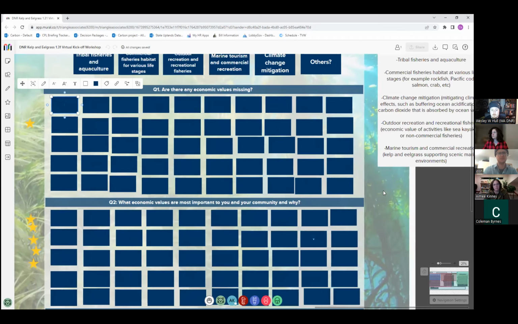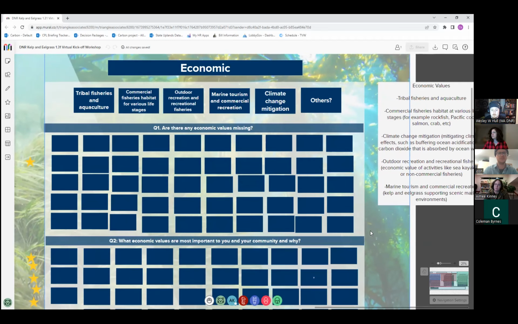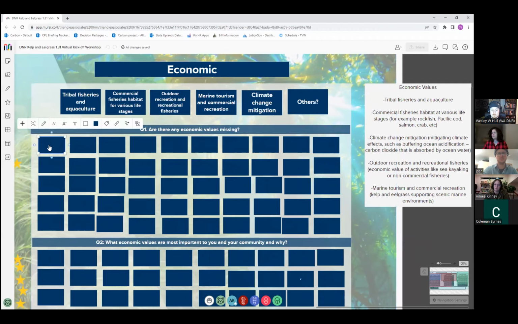The first one we're going to talk about is looking at that list above in terms of the economic values that DNR has presented. Are there any values that you don't see on there? We'll open it up to folks in terms of why you came to this group, what things are important to you in addition to these. Okay, I'm seeing some hands up. Great. I'll just go in the order received.